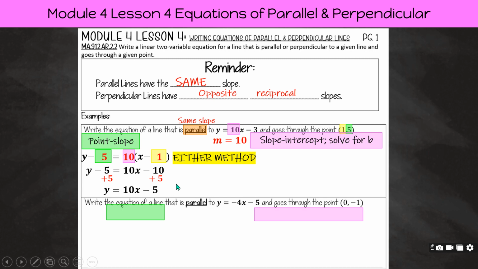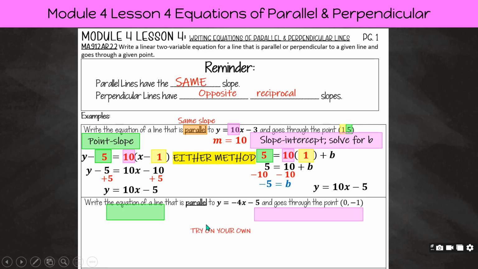Now, if you don't like to use that method and you want to use the slope-intercept method, then I would write down these notes. Again, I'm plugging in my y value, my slope, and my x value, and now I have to solve for b. So 10 times 1 is just 10. 5 is equal to 10 plus b. I subtract 10 from both sides, and I get b is equal to negative 5. So now I have y is equal to 10x minus 5.